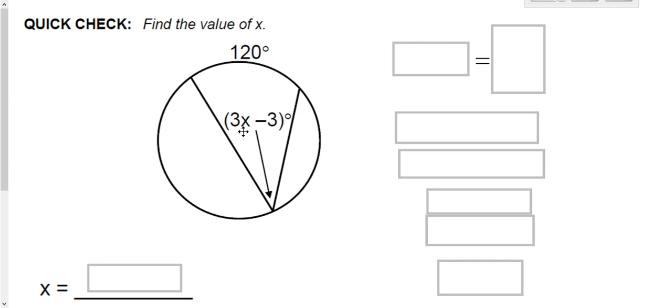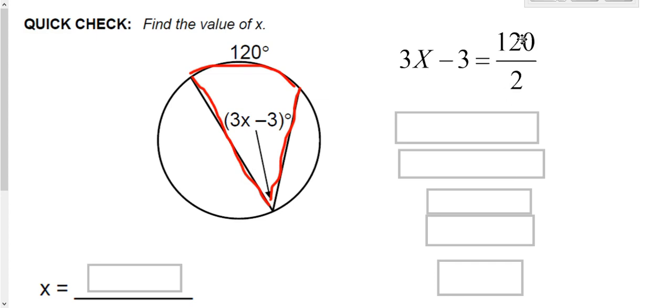It's showing us the measure of this angle is this expression 3x minus 3. And then again, we double check, take a look. All right, this angle is here. The intercepted arc is this one. So this angle equals half of this arc, or the arc divided by 2. So the angle measure is 3x minus 2, this expression. It equals the 120 divided by 2, which is 60.